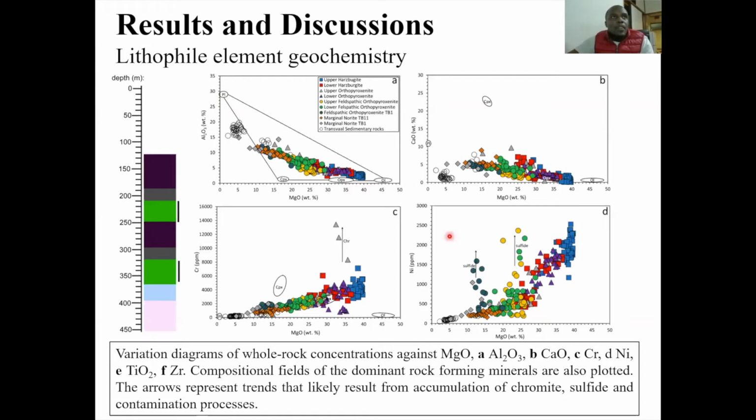The orthopyroxenites, which occur between the harzburgites and feldspathic pyroxenites, are characterized by this kind of trend, which is likely due to accumulation of chromite. And from the feldspathic pyroxenites themselves, we see this kind of trend, which we interpret as meaning the presence of the sulfides.